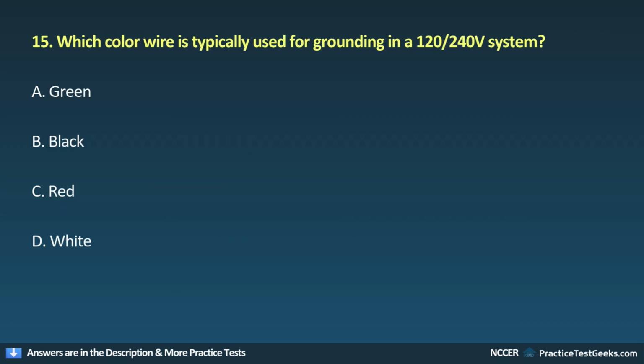15. Which color wire is typically used for grounding in a 120-240 volt system? A. Green. B. Black. C. Red. D. White.